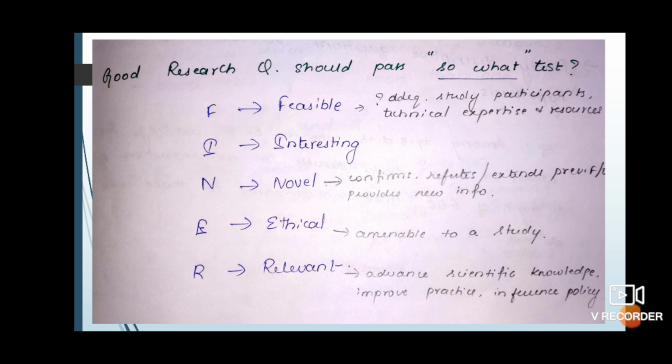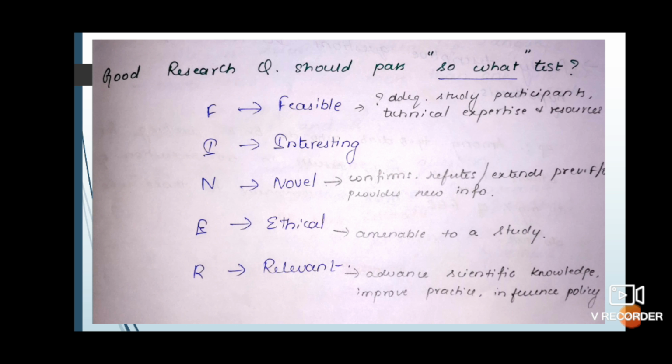A good research question should meet certain criteria, the FINER criteria. FINER stands for F for feasible, I for interesting, N for novel, E for ethical, and R for relevant. Those are simple English terms, you will know the meaning of the terms itself. Feasible is whether we have adequate population to study, whether that question is feasible to answer in that present study population.